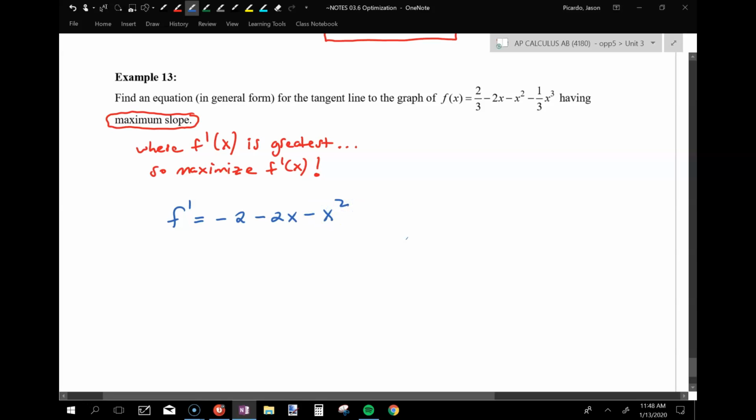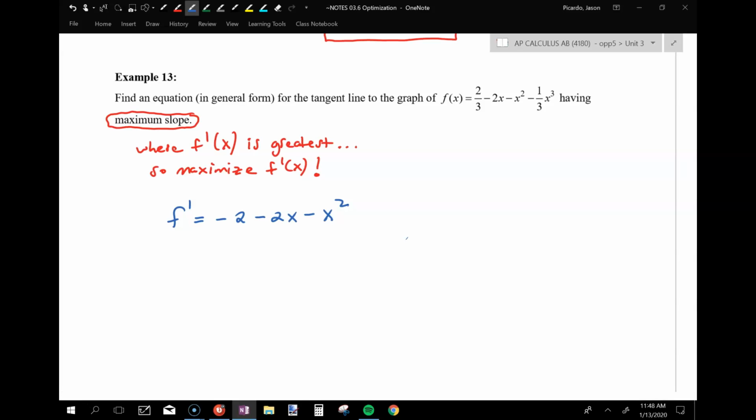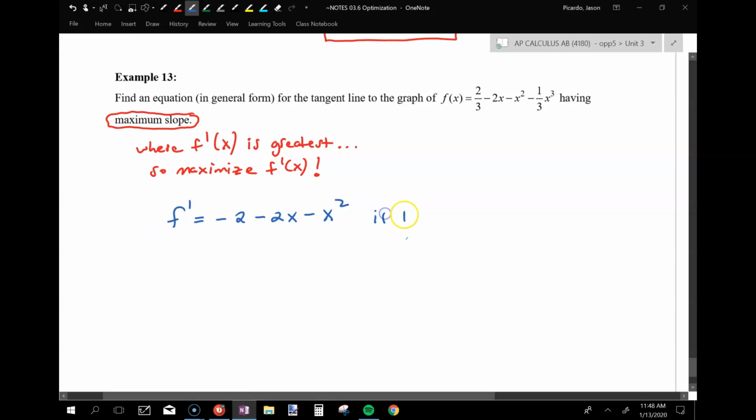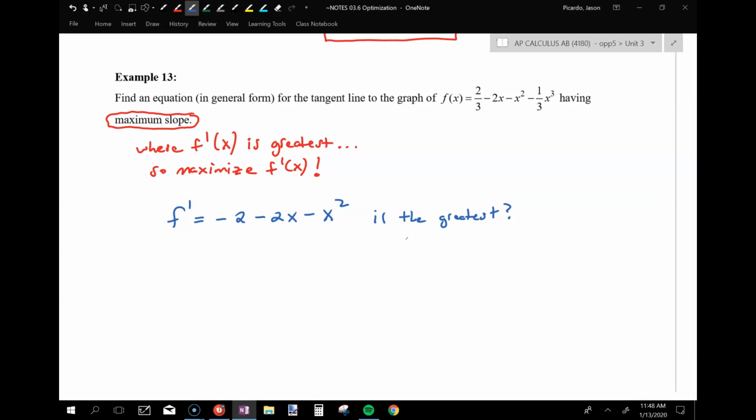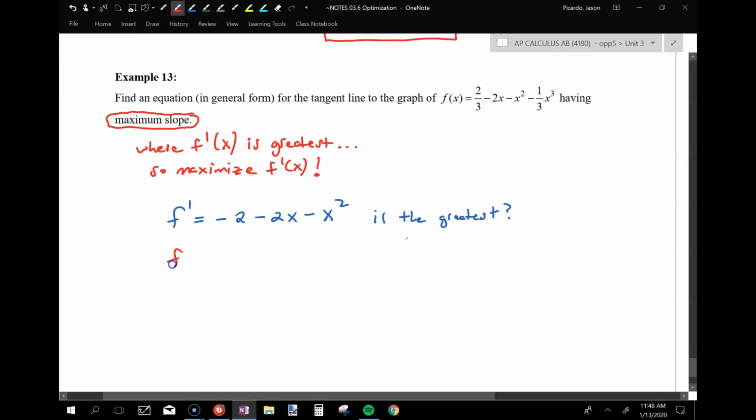There's my derivative. What do I want to know about the derivative? I want to know where on that curve is the greatest. I want to optimize that. So how do I optimize something? I take the derivative of it. So what am I going to do? I'm going to take the second derivative, and I want to find the critical values of that.